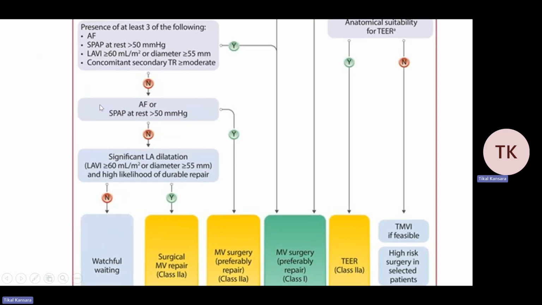Or if only AFib or SPEP or LAVI is increased, if only one of the 4 criteria is present, then it's a class 2A indication to undergo repair. So we should not have any of these criteria. Keep this in mind. For an asymptomatic patient, there is no indication for mitral clip in these patients. For primary MR, asymptomatic, no mitral clip.